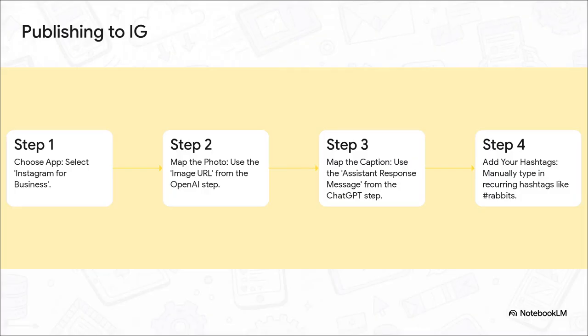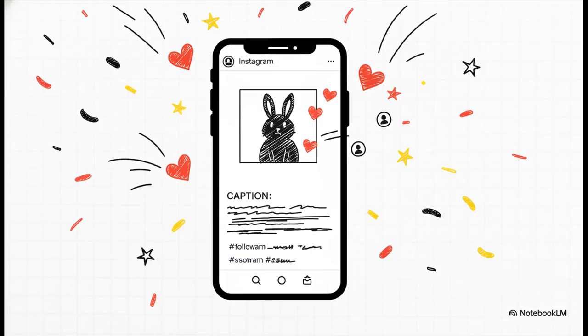Okay, with that out of the way, our final step is to add Instagram for Business to our workflow. And from here, we're really just connecting the dots. We tell it to use the image URL that we got from DALL-E for the photo. Then we use the assistant response message from ChatGPT for the caption. You can even type in any standard hashtags you want in every post, like #rabbits or #bunny. And when you hit that test button, success! Just like that, our amazing AI-generated rabbit portrait, along with a unique little fact in the caption, is posted directly to our Instagram feed. And the best part? It was all completely automatic.